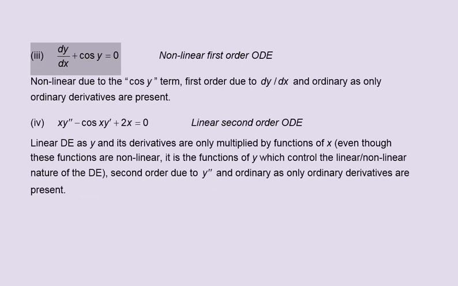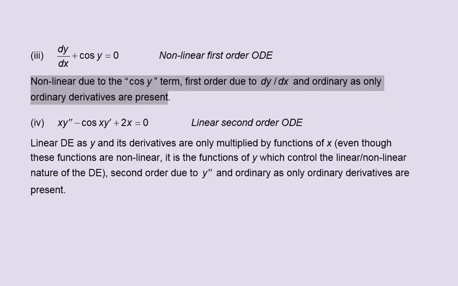3. dy by dx plus cos y equals 0. Non-linear first order ODE. Non-linear due to the cos y term. First order due to dy by dx. And ordinary as only ordinary derivatives are present.